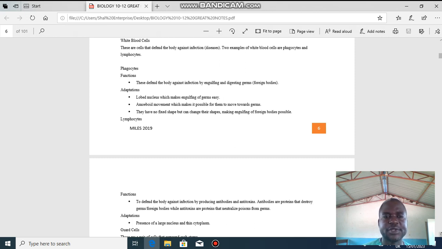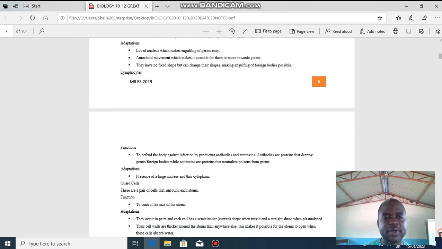Adaptation: what makes this possible? A lobed nucleus, which makes engulfing of germs easy. The nucleus of these phagocytes has three lobes or more. So where you see lobes in the cell, you should know that it is a phagocyte. Then amoebic movement: it moves like an amoeba, which makes it possible for them to gravitate towards the germs. Then they have no fixed shape but change their shape, making engulfing foreign bodies possible. They can manipulate themselves to engulf these.